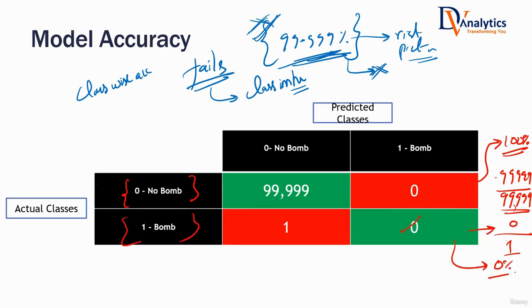Zero. 0%. What is the accuracy of class 0? 100%. What is the accuracy of class 1? 0%. Tell me which class really matters to you. One. Which class are you interested in? Class 1. What is the accuracy the model is giving you for the class that you are interested in?